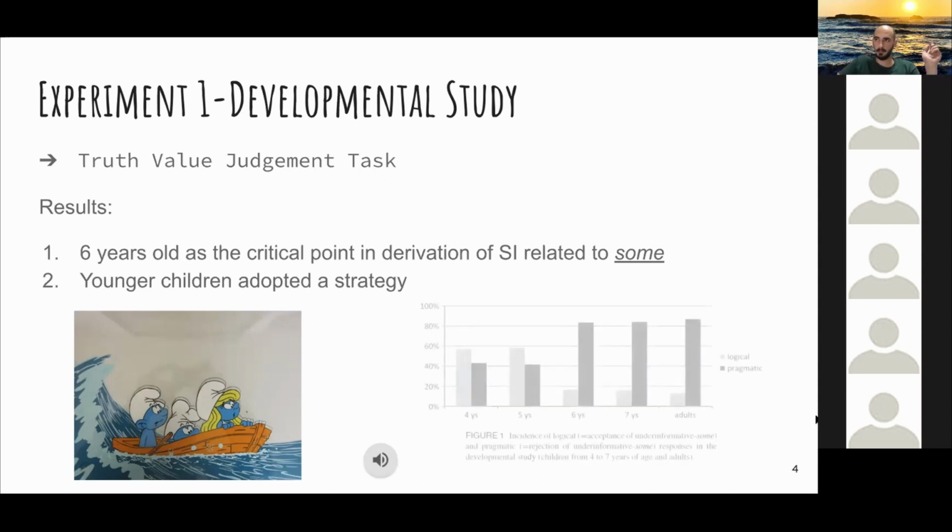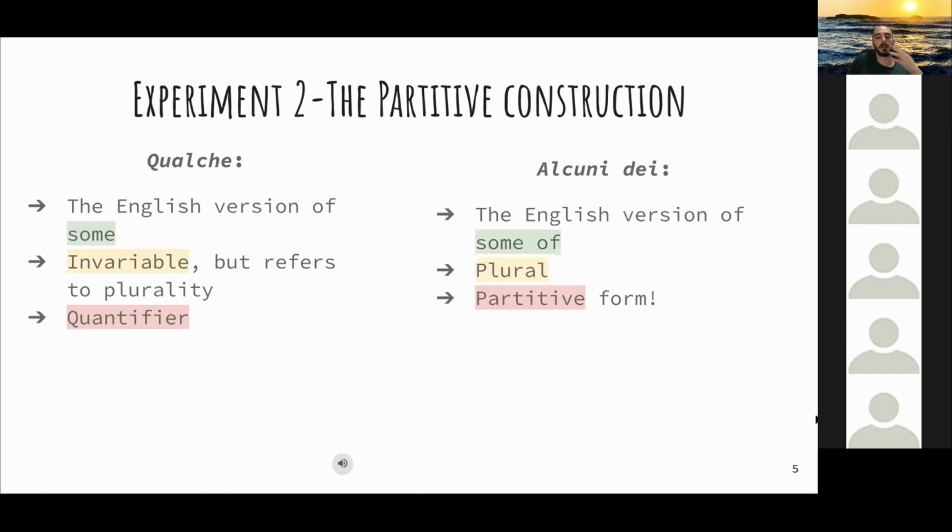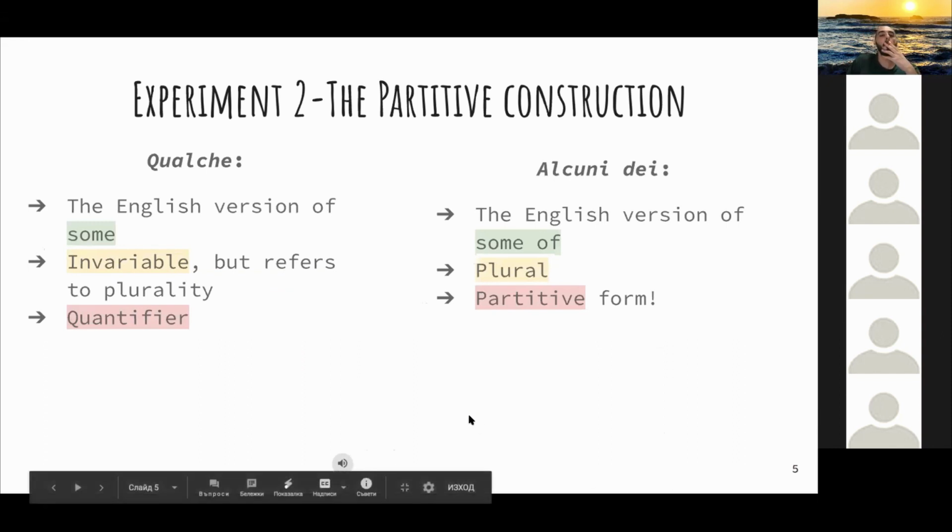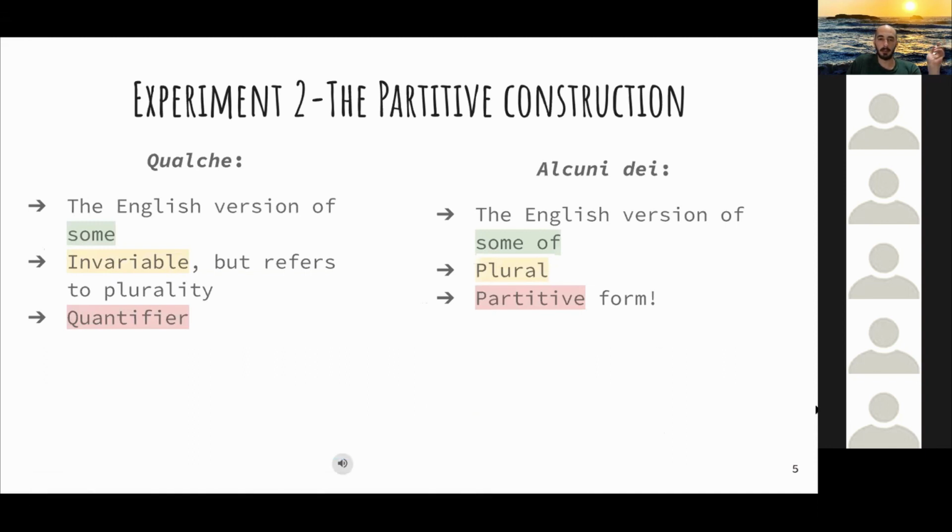Okay, that was the first experiment. Now we go to the second one, which again Eva presents. Now on to the second experiment.